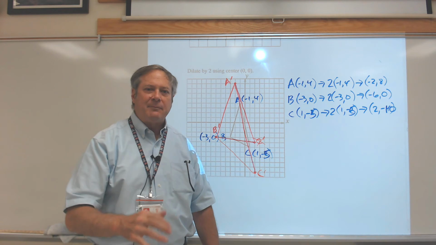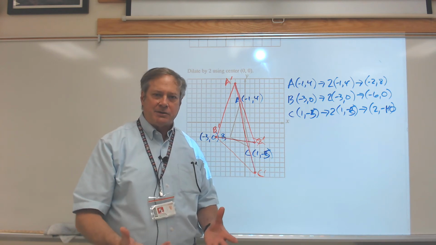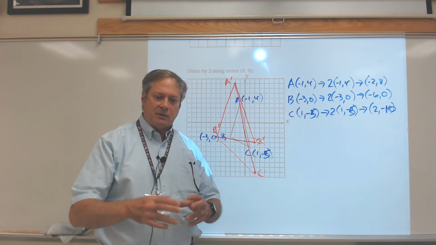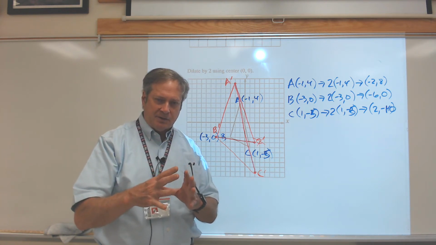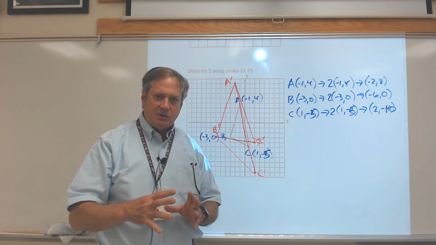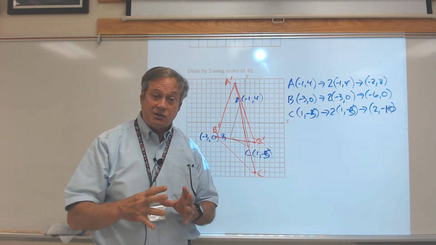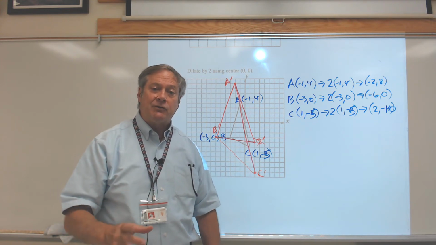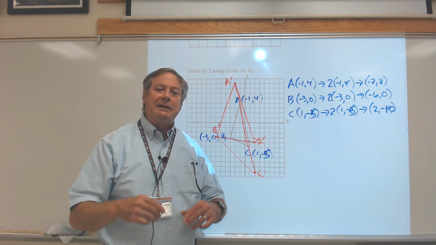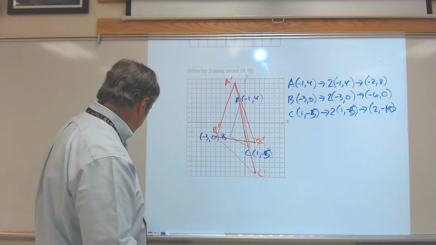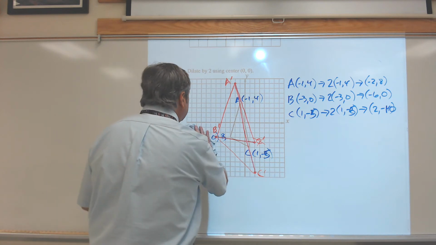Remember, I've been talking about an isometry. Is a dilation an isometry? In other words, when you start with a pre-image and you enlarge it or reduce it and you get the image, is it congruent? Same size, same shape? Well, it will be the same shape, but not the same size. So the dilation is the only one that's not an isometry. And that one you need to keep in your head.